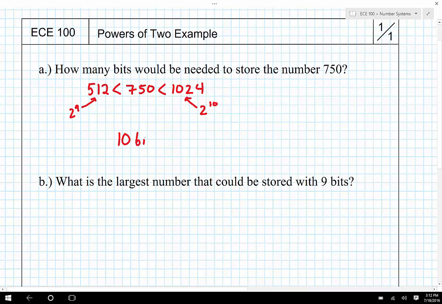So 10 bits can store any number up to 1023. Remember that we have to use one number for 0, so there's 1023 of them left over, and certainly 750 would fit within that, but it would not fit within 9 bits.